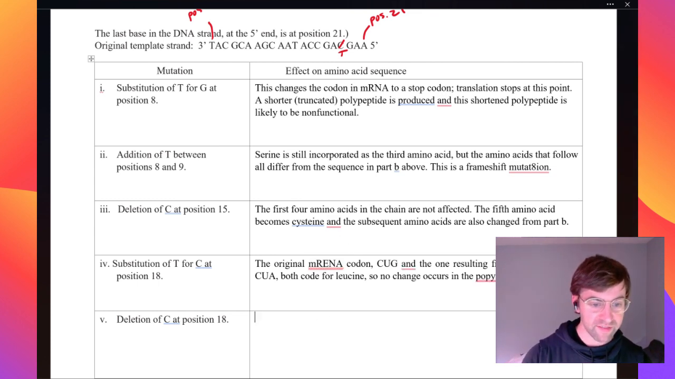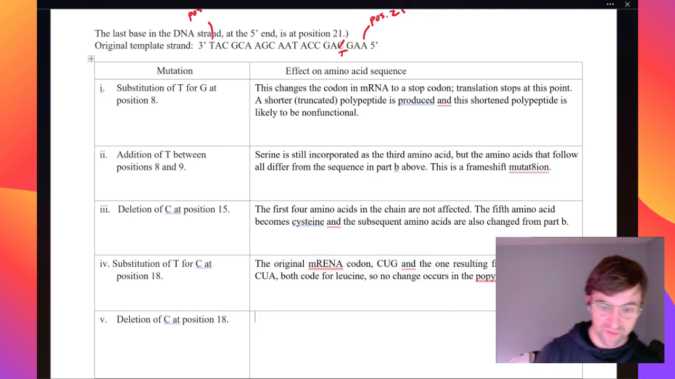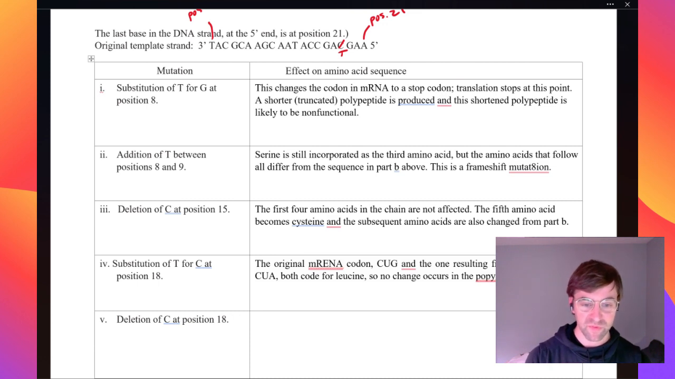And if we deleted the C at position 18, leucine is still inserted as the 6th amino acid in the polypeptide. However, since we're given only part of a sequence, it's uncertain what the next amino acid would be. The peptide, whatever.